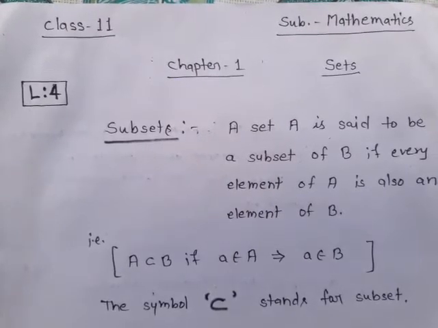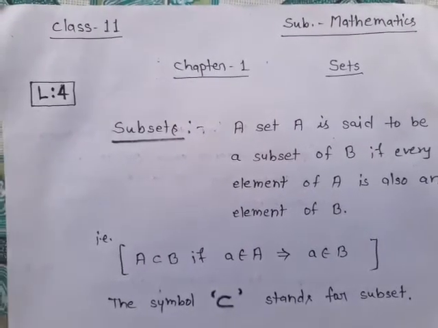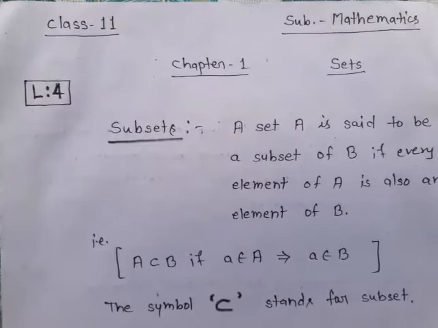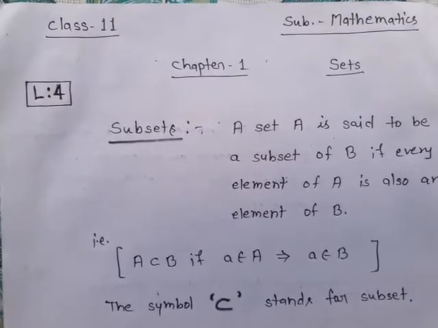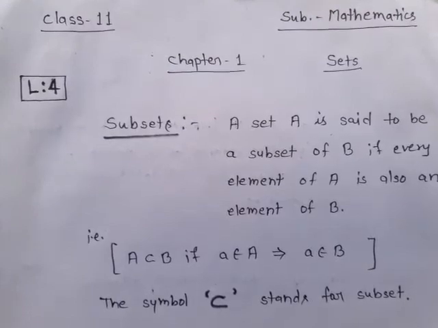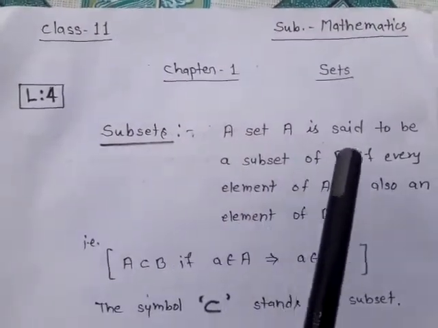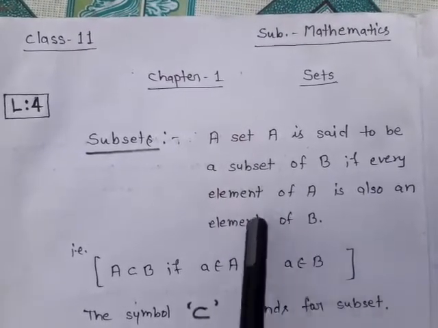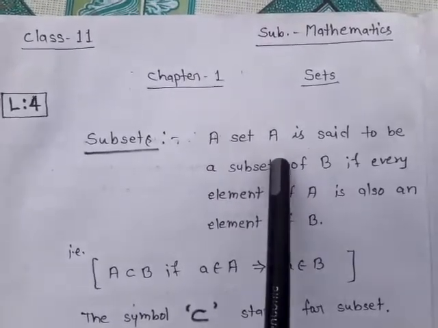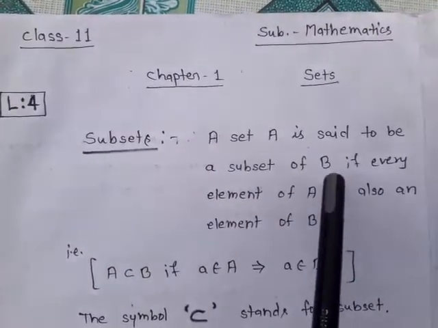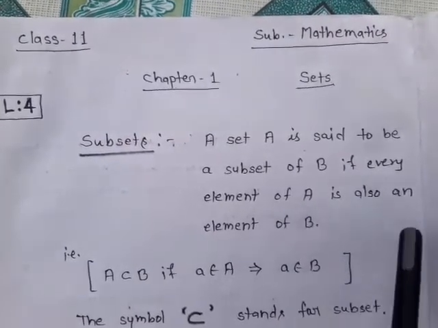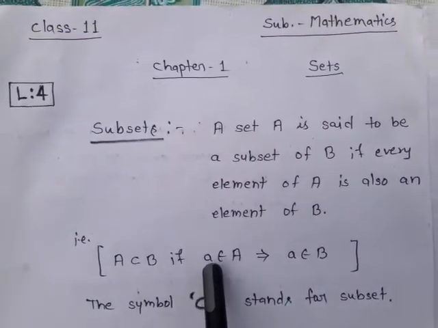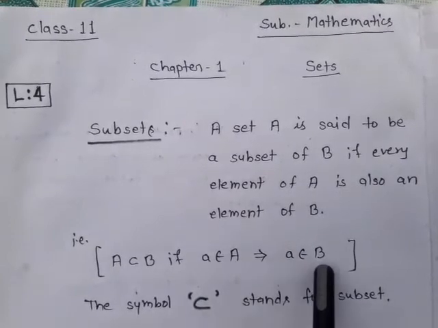In the previous lecture we discussed sets, their representation, roster form and set builder form, and some types: empty set, finite set, infinite set, equal set. Here we discuss some other types, that is subset. What is a subset? A set A is said to be a subset of set B if every element of A is also an element of B. It can also be written as: A is a subset of B if x belongs to A implies that x also belongs to B.